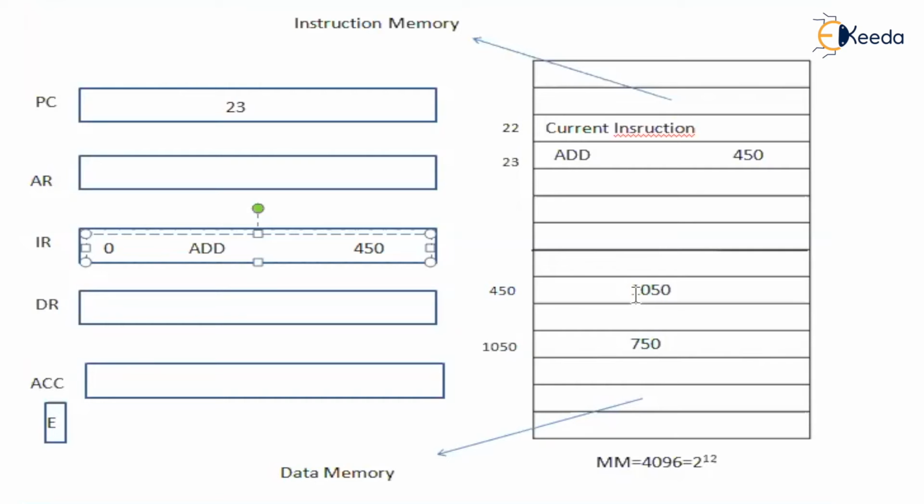In the indirect addressing mode, 1050 is the effective address in which the actual operand is available. So finally, an addressing mode is going to give you the effective address, meaning the actual address of an operand. Okay, so if this is the operand, this is the effective address. If this is the operand, this is the effective address.